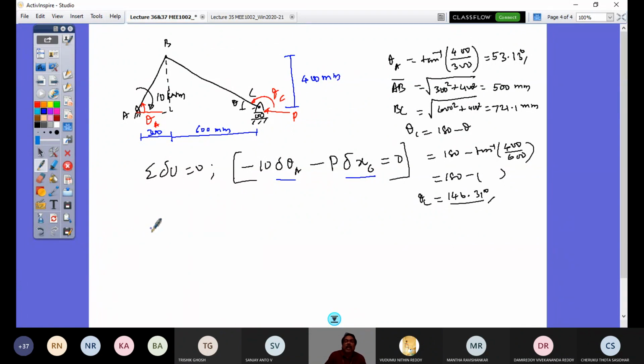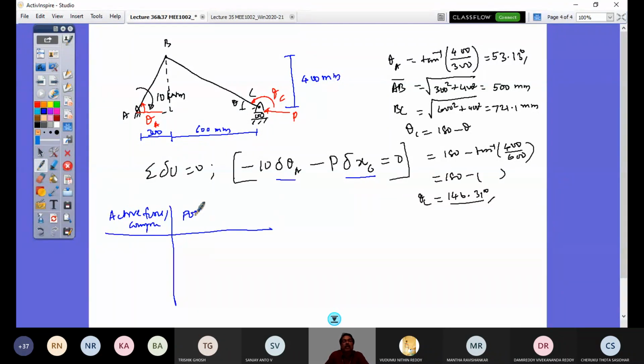So theta A, measured here, this orientation is counterclockwise. So angular position is theta A. Let me use that same table method, right? This is easier. So table method, what is that you write? Active force or couple in the system.